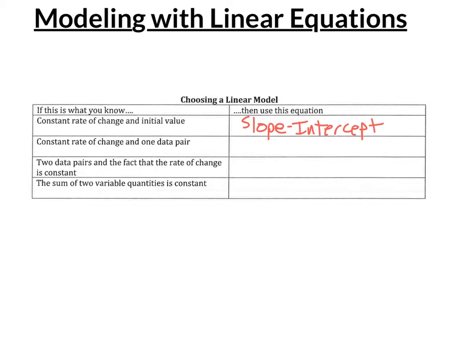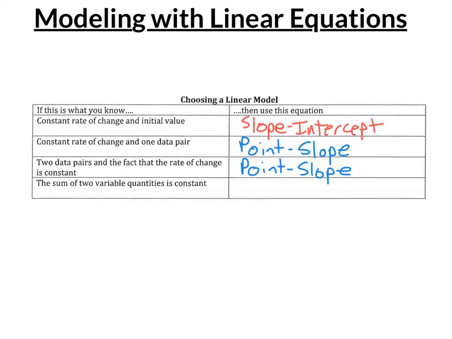Okay, so that's if we know how much the situation is changing by, and we know where it starts. Now, if we know the rate of change and one data pair that's not the starting point, a good form to use would be point slope, right? We know one point and we know the rate of change, which is the slope. So that's the one that's going to help us out the most there. Now, if we know two different data points, and we can assume that the rate of change is constant, we can use those two points to find the slope, and then we can use one of them to actually write the equation.